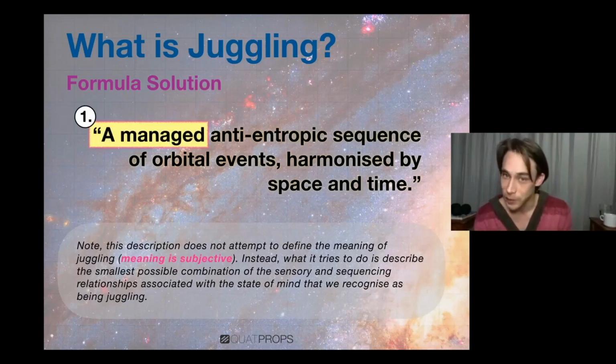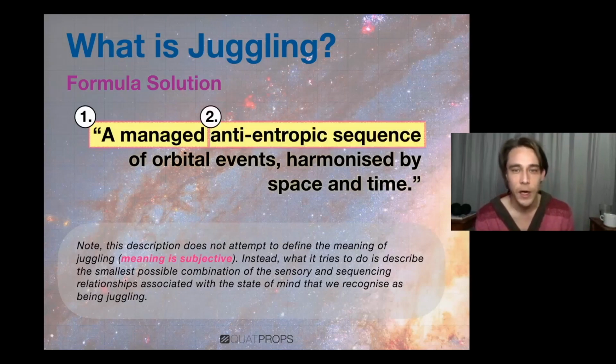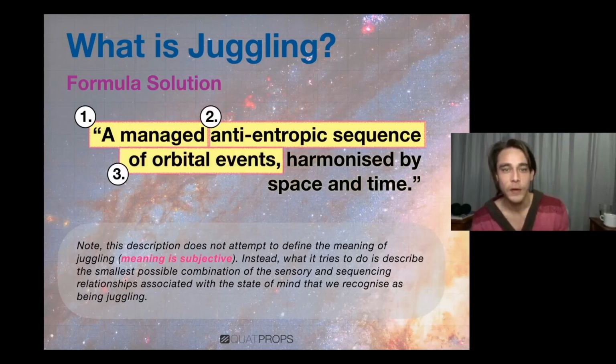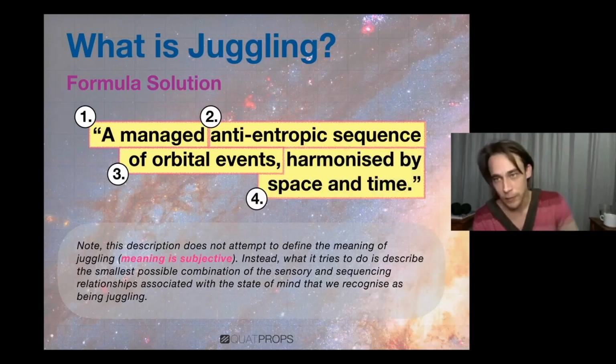So in order to be experienced, something has to be managed. Anti-entropic sequence, which is a fancy way of describing a pattern of events that repeats itself. And orbital events, because if I have a pattern of events, I need events to make a pattern with. So we have a description of the type of events that we interact with when we juggle. So anti-entropic sequencing describes the behavior, and then the orbital events describes the relationship of the behavior with space itself, and then harmonized by space-time, or space and time. And that has to do with the sensory relationship we form with juggling, which is a critical component.